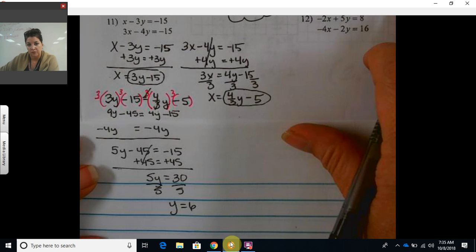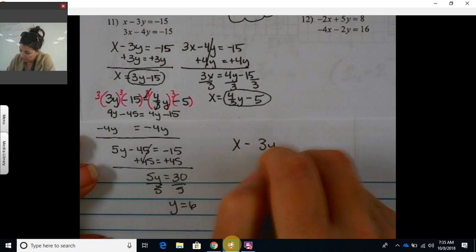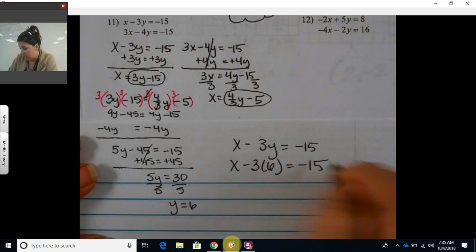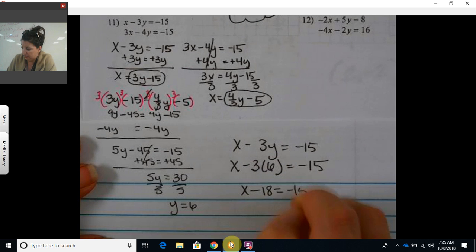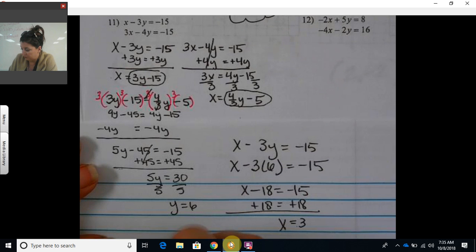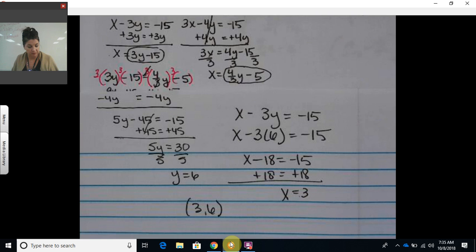Then I'll take that and substitute it into either original equation. Wherever I see a y, I'll put in 6. So I have x minus 18 equals negative 15. Add 18 to both sides. And x equals 3. So (3, 6) is your answer.